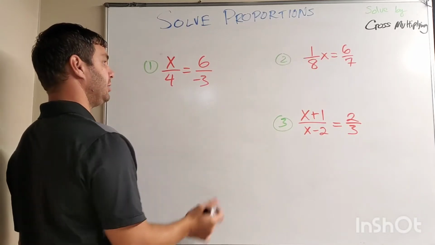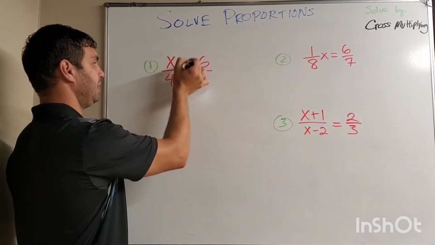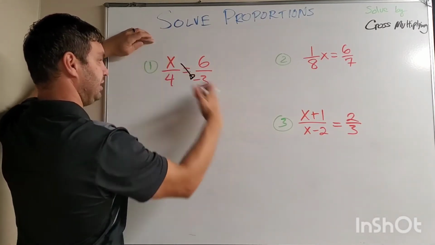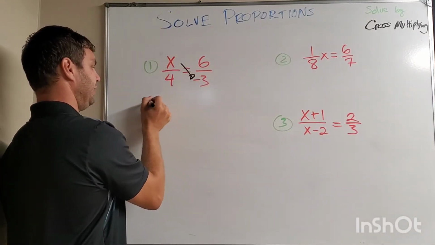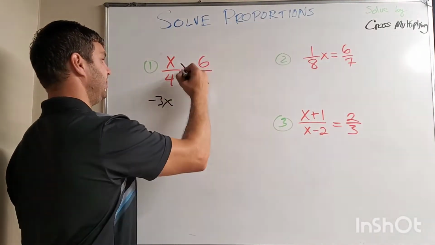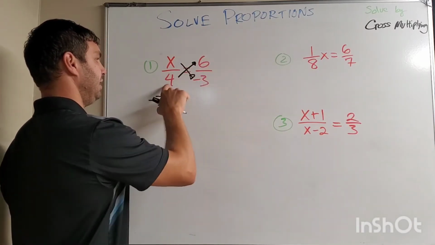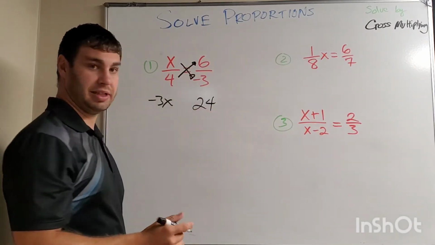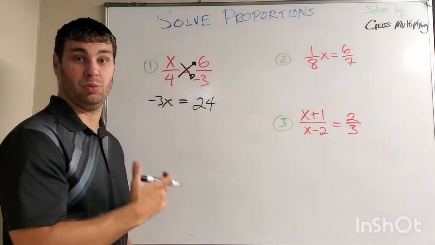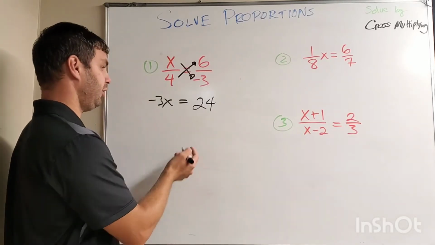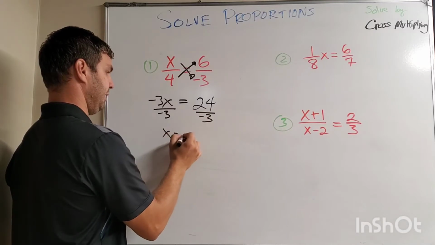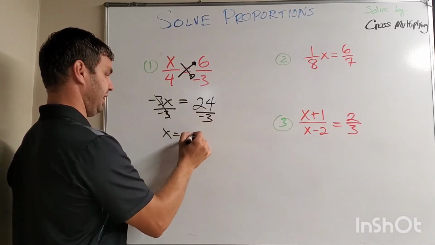So I need to solve this by cross multiplying, which means I'm going to take my top left and multiply it to the bottom right in this case. Okay, I'm crossing that way. And x times negative 3 is negative 3x. I also have to cross the other way and say 4 times 6 is 24. Then all you do is stick an equal sign in between those, and it turns into a one-step equation that we should already know how to solve, right? Negative 3 times x divided by negative 3, that cancels, so x equals negative 8.